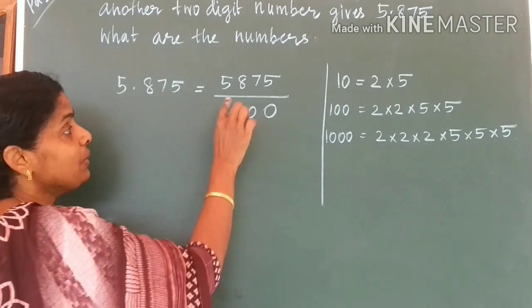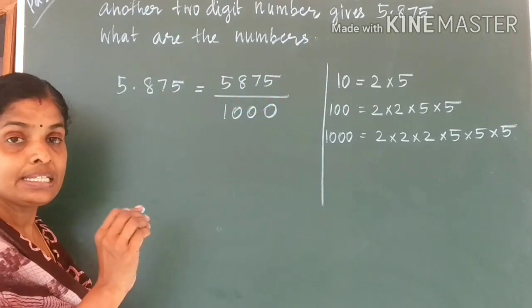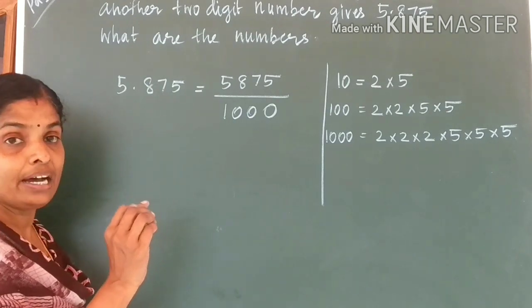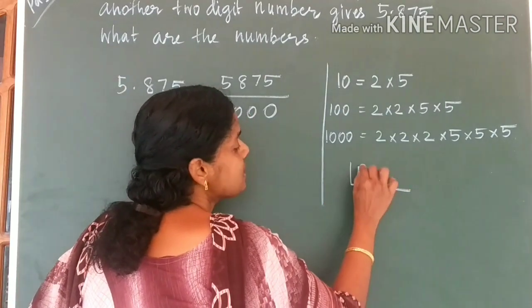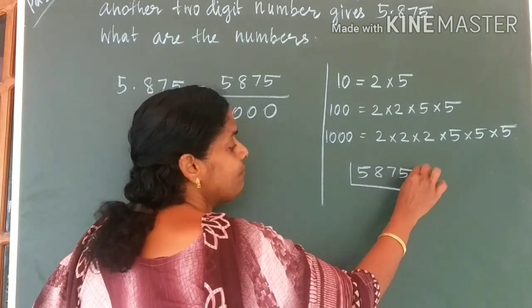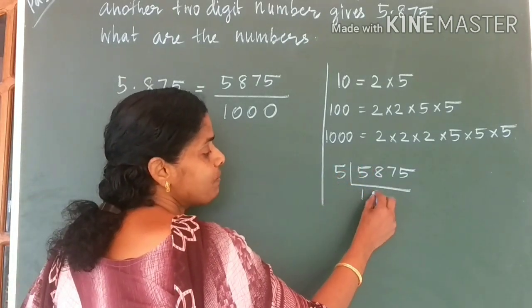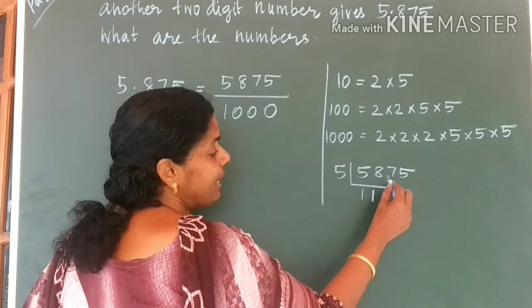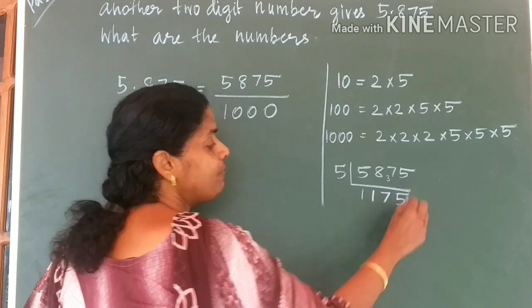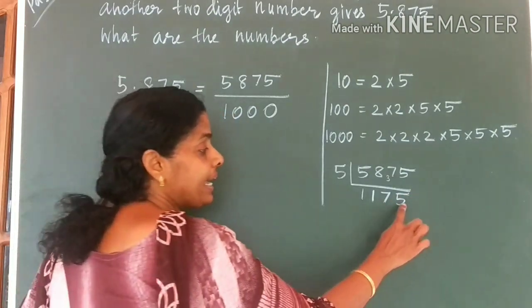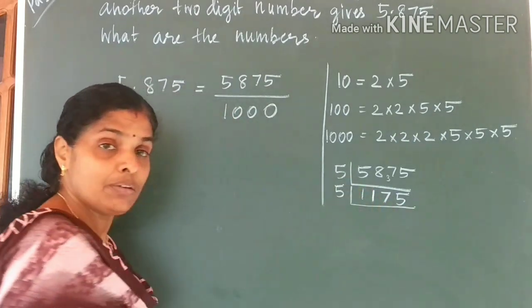Do you understand? We have to simplify this fraction so as to get a 2-digit number. For that, you have to write the factors of 5,875. Let us write the prime factors of the number. So divide 5,875 by 5. What do you get? 1 5 is 5. Again 1 5 is 5. 3 balance. 7 5s are 35. 5 5s are 25. Again it ends with 5.